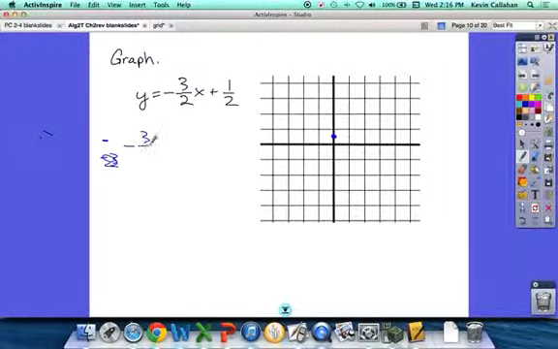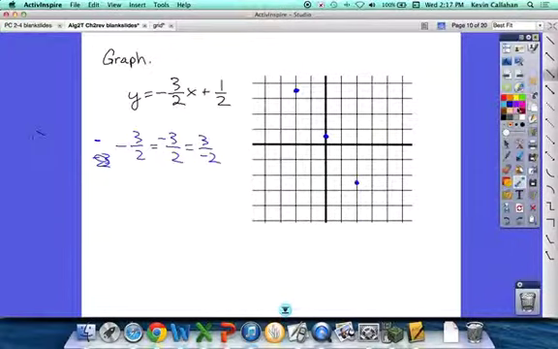Negative 3 over 2. You could consider it to be negative 3 over positive 2, or you could consider it to be 3 over negative 2. I mean, you need to put it somewhere so you know whether you're going up or down, left or right. So if we go negative 3 over positive 2, that means down 3, right 2. If we go positive 3 over negative 2, that would be up 3, left 2. But whichever way you do it, it's the same line.